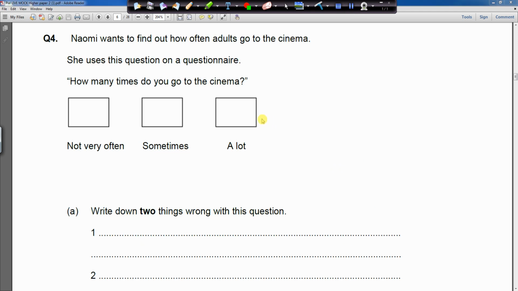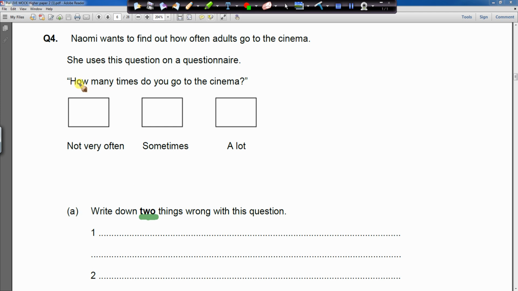Okay, Bismillah. Question number 4. We have here. Naomi wants to find out how often adults go to the cinema. She uses this question on a questionnaire. How many times do you go to the cinema? Not very often, sometimes a lot. Write down 2 things wrong with this question. So let's choose as well.